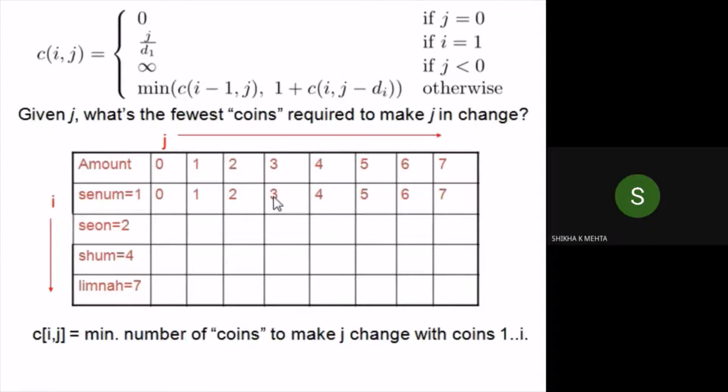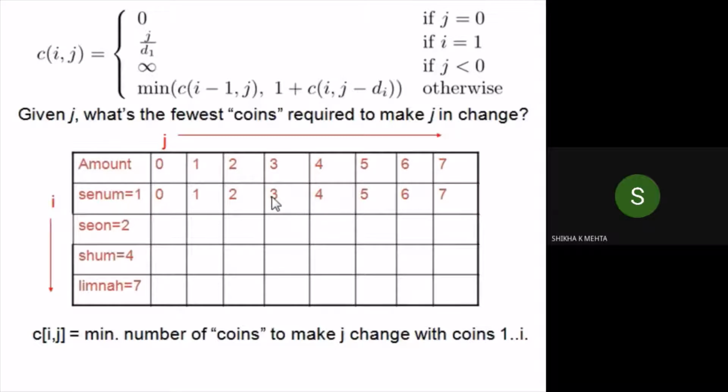Here, when i is equal to 1, that means we are considering the first coin of denomination 1. Below 1 we have 1, because using a 1 rupee coin we can make 1 rupee. Below 2 we have 2, because we can use two 1 rupee coins. Similarly, we require 3 coins to make 3, 4 for 4, 5 for 5, 6 for 6, and 7 coins of 1 rupee denomination to make 7. That's why these values 1, 2, 3, 4, 5, 6, 7 are given in front of i equal to 1, where the denomination is also 1.